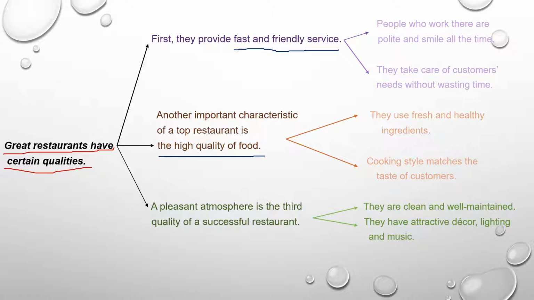Now let's have a look at the third supporting sentence. A pleasant atmosphere is the third quality of a successful restaurant. What do I mean by a pleasant atmosphere? What do I mean by that exactly? Can you give me some specific details? Yes, the first detail would be they are clean and well maintained. And the second detail would be that they have attractive decor, lighting, and music. So after I give more specific details, what I was talking about in the supporting sentence becomes completely clear.